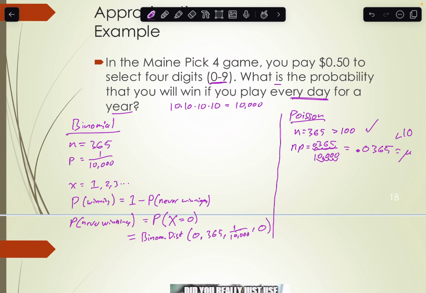For this one, I'm going to do the same approach. I'm going to find the probability of never winning, so that's the probability of x equals 0. That's Poisson.dist. In the parentheses, I put 0 for my x, and then for my mean, I'm going to put 0.0365, and then cumulative is 0. Let's go to Excel and see.